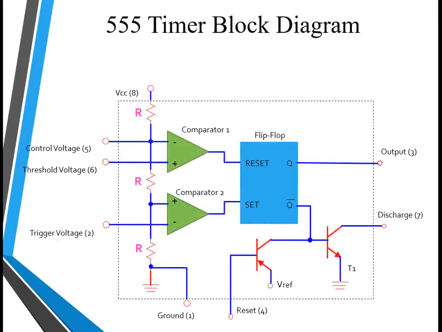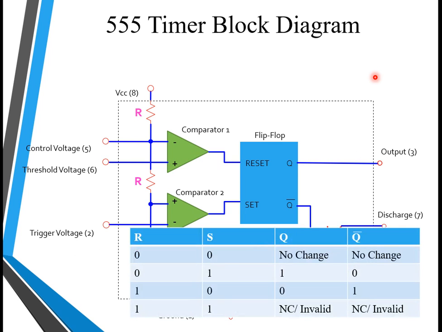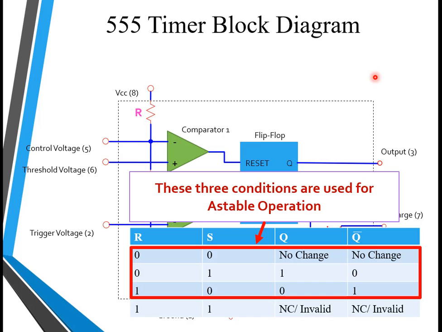Let's focus on the block diagram of 555 timer. Here we see that inside a 555 timer it has three equal resistances, two comparators, one flip-flop and two transistors. The truth table is shown below. We use those three conditions for astable operation.